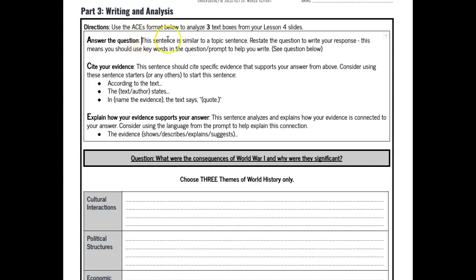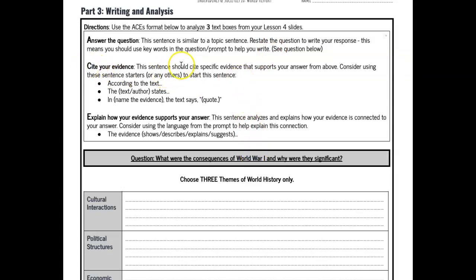When you answer the question, you want to think of it as like a topic sentence. You're going to be restating the question to write your response. That means that we're looking for key words from the question or the prompt to help you write. The question is below, and we'll get to that in a moment.